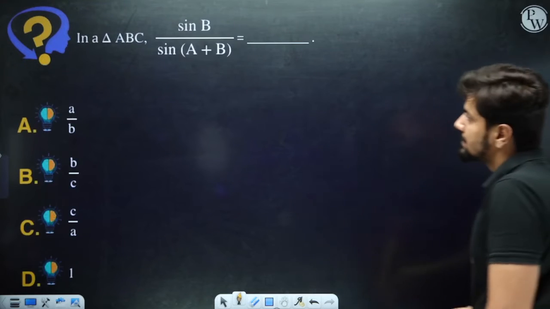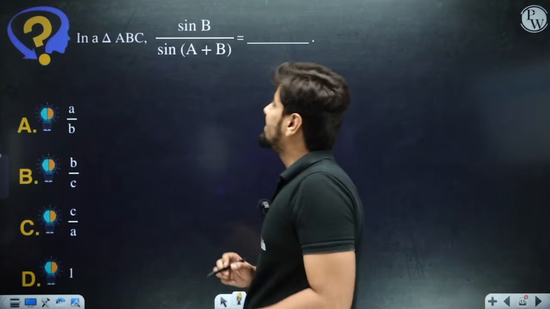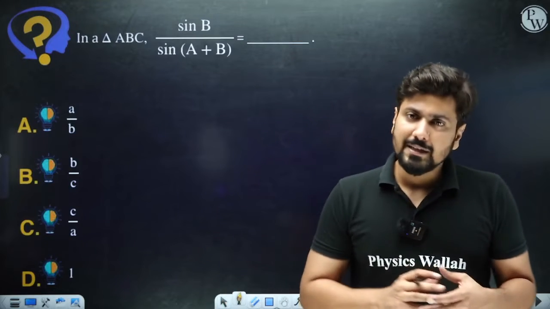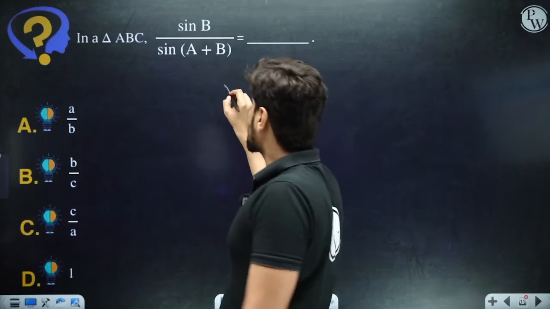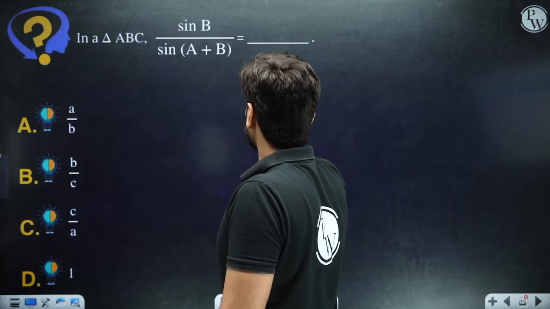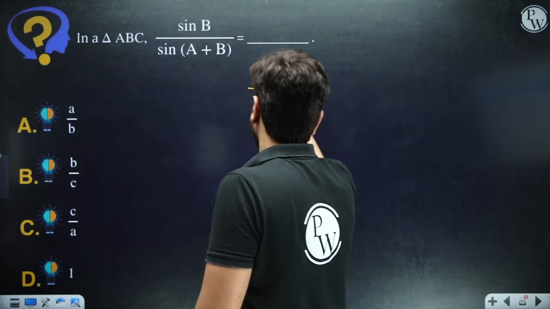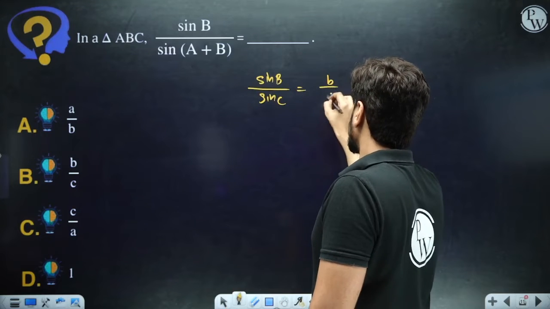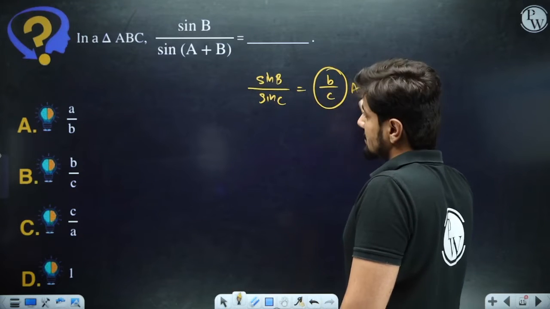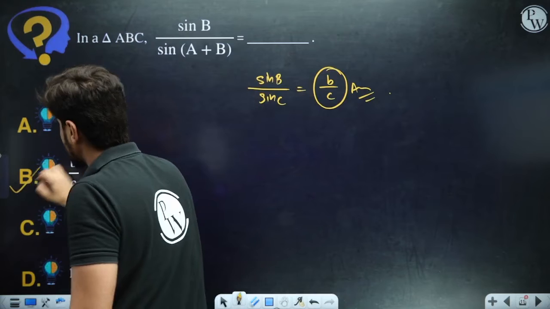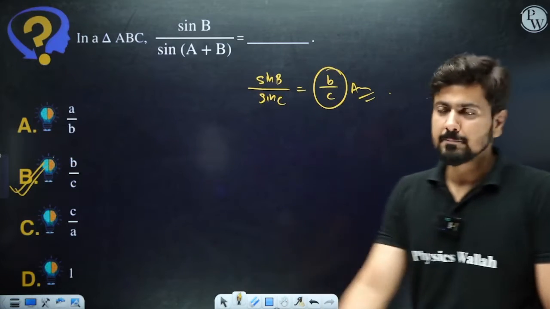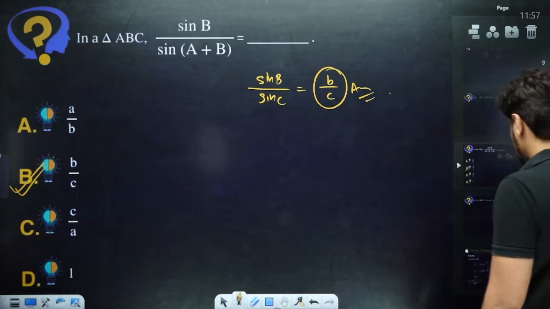Okay, let's do this question. In triangle ABC, sine of b upon sine of (a plus b) is equal to what? You can write sine of (a plus b) as sine of c, right? So this is sine of b upon sine of c, and sine of b upon sine of c is equal to b by c. This is our answer for this question, which is option B. Simple. Moving ahead.